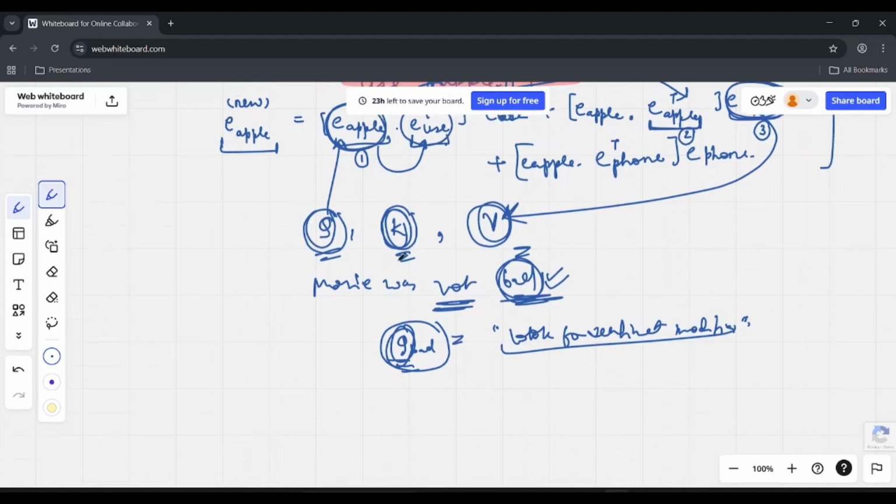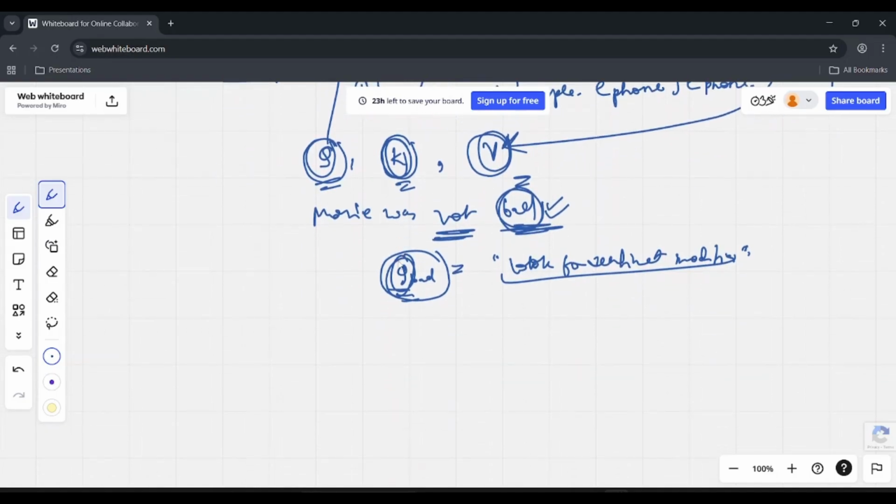Now we have embeddings of every word, let's say movie, was, not, and bad. So this is telling what each one has to offer.